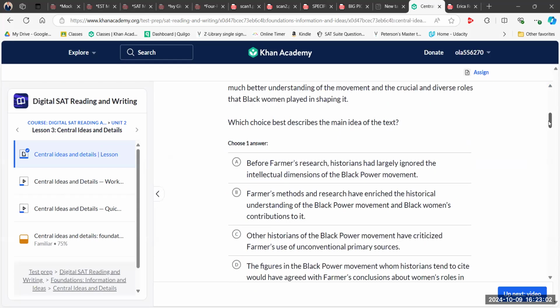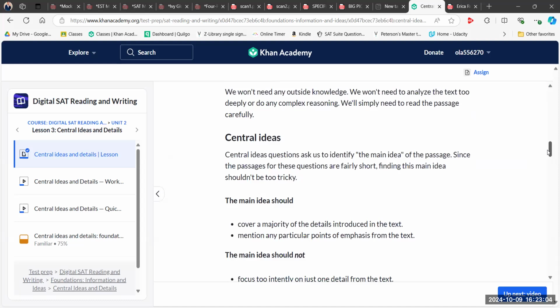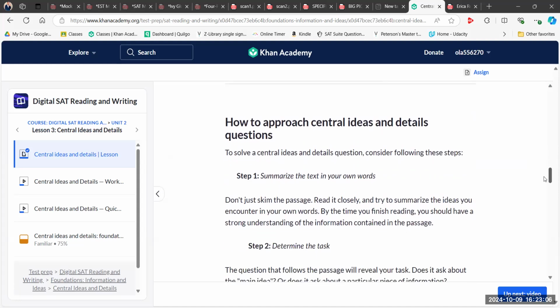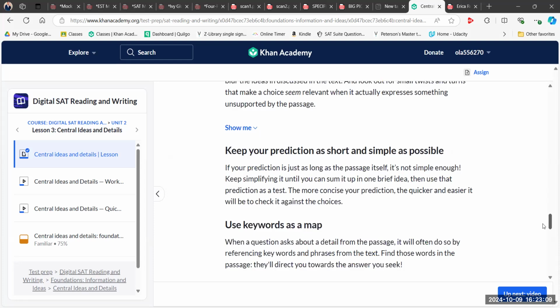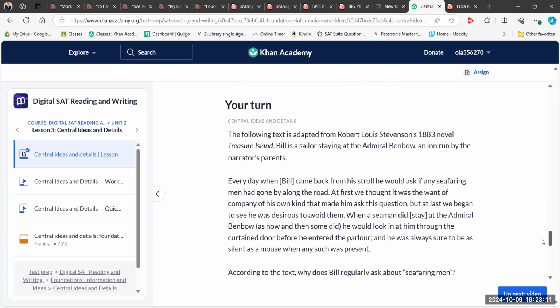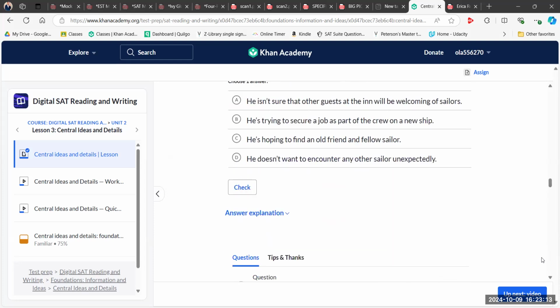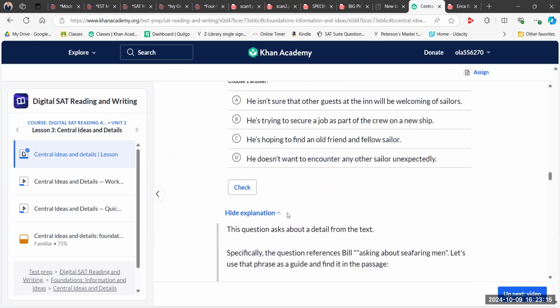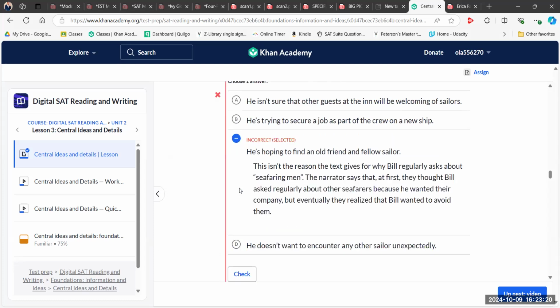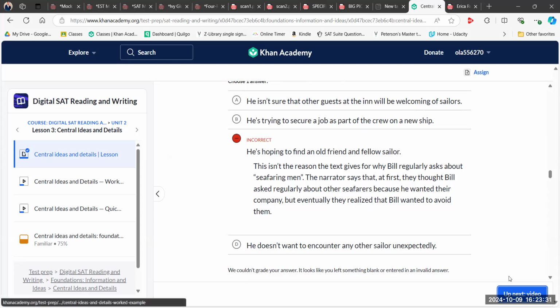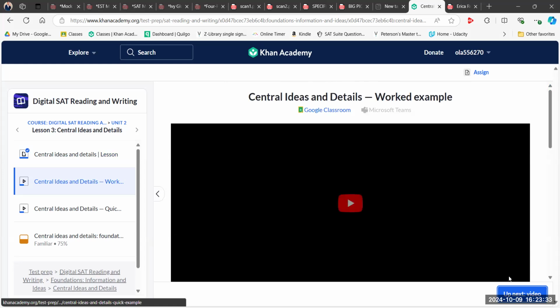It shows an example: what is the main idea, and how to approach these types of questions. All the time there will be an explanation. If you click your choice, you can check. Let me do it randomly. See? It shows the correct and the incorrect. If you click this one and you check, it will show you whether it is correct or incorrect. There's also a video that you can watch.